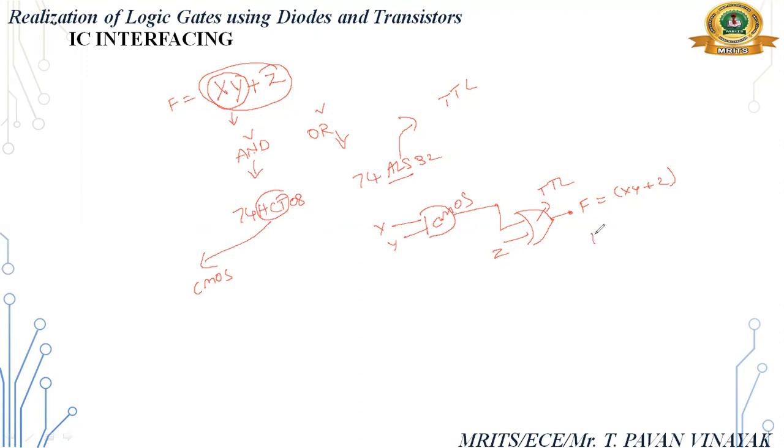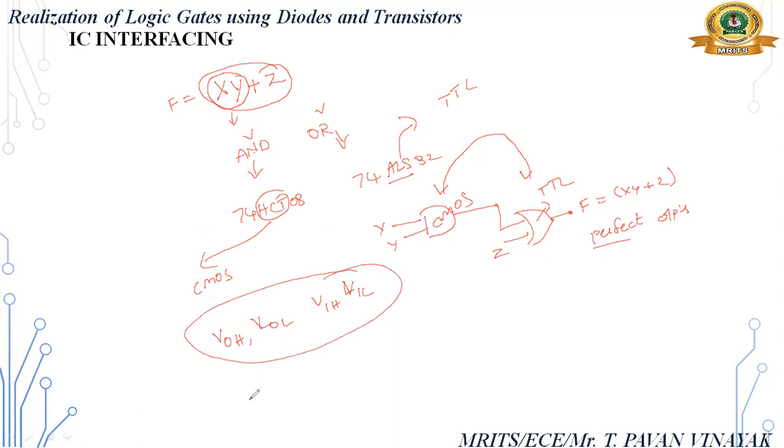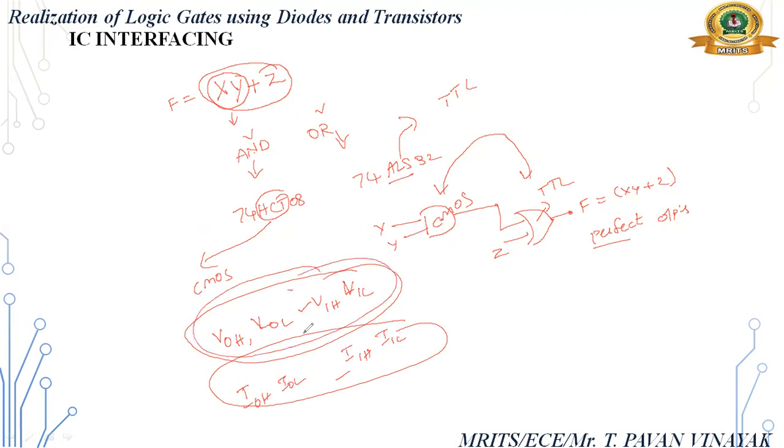To get perfect outputs, we have to consider and compare these two voltage levels and current levels. We have four voltage parameters: VOH, VOL, VIH, VIL. Right? Four parameters and also current parameters IOH, IOL, IIH, IIL. So we have to compare these parameters. If you do not select suitable values, then we get wrong outputs.